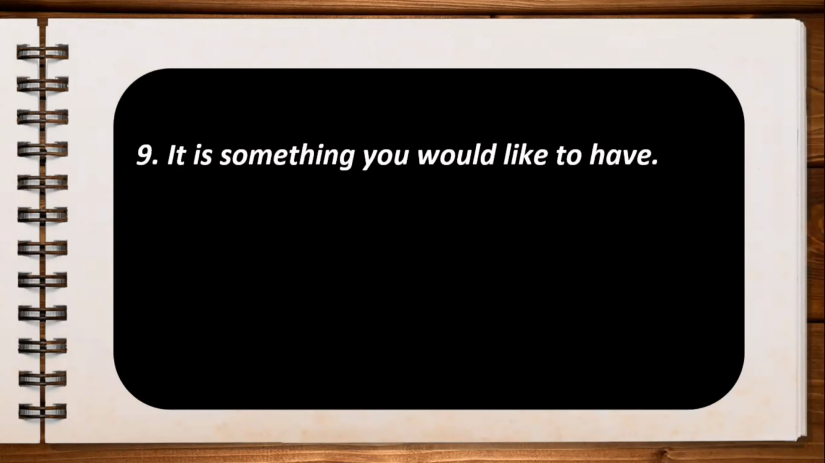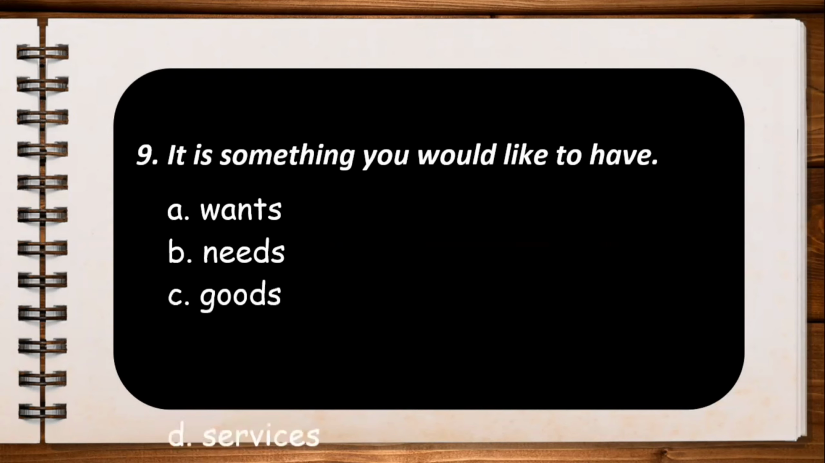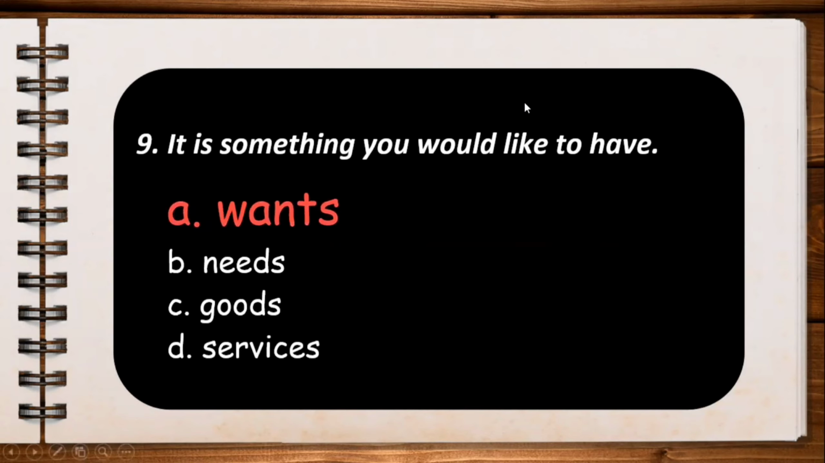Number 9. It is something you would like to have. For example, you will say, I like to have a new toy. So what's that? A, wants, B, needs, C, goods, or D, services? The answer is letter A, wants. Remember, if you see the word like, it is wants. I like to have a new toy, or I want to have a new toy.